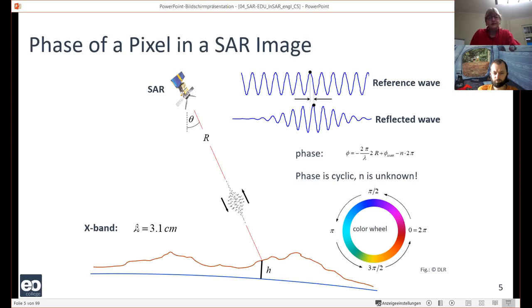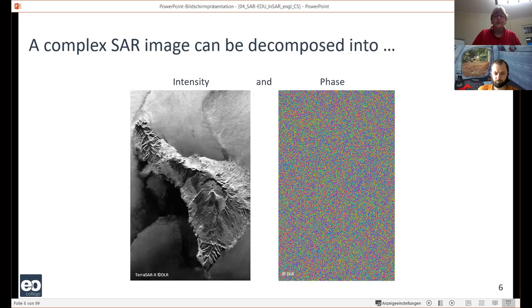Okay, one more thing, but I said it already: what this phase difference represents on Earth is obviously dependent on the one hand on the wavelength, but it is also dependent on the baseline that I talked about yesterday. Let's move on.